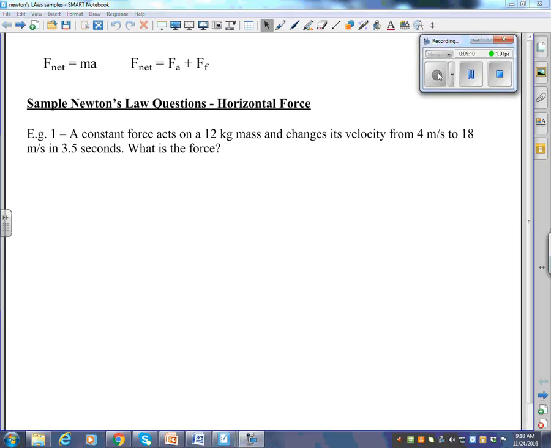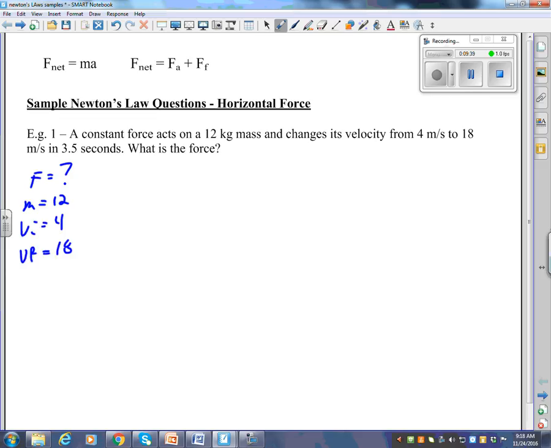Okay, so we got a constant force that acts on a 12 kilogram mass, changes its velocity from 4 meters per second to 18 in 3.5 seconds. What is the force? So we are solving for F. I have the mass is 12, my initial velocity is 4 and my final is 18. And my time is 3.5 seconds. And we are asked for what is the force.